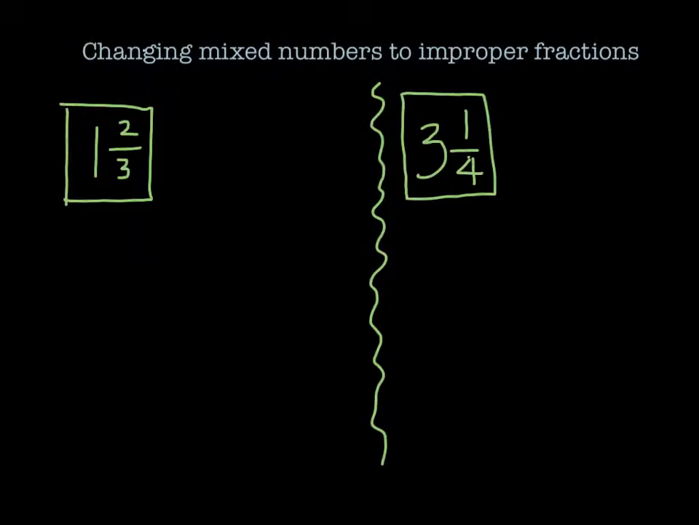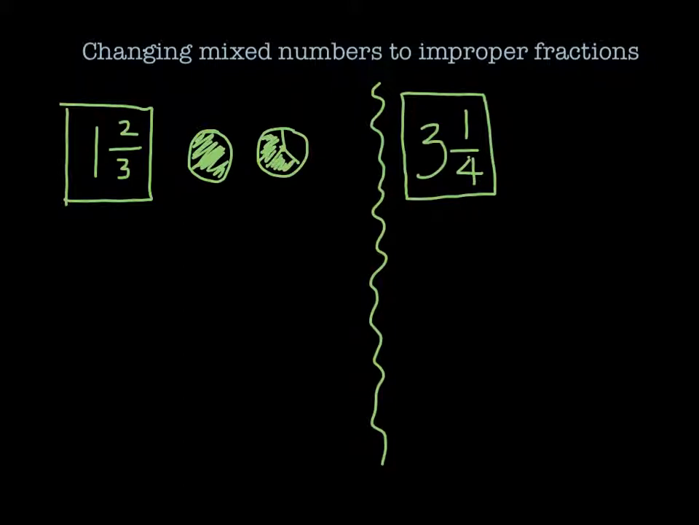Because they just name the same thing, we should be able to go back and forth from the mixed number to the improper fraction and then back. So if we start with our mixed number, 1 2/3, and we think about the picture, we have one whole, and then we have 2/3 of another whole shaded in. That's what that would look like.